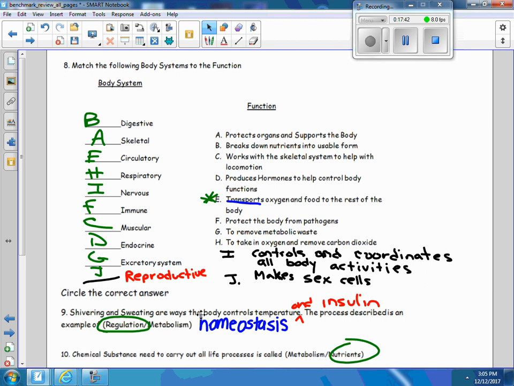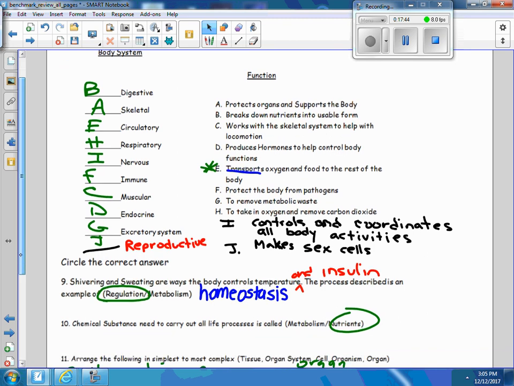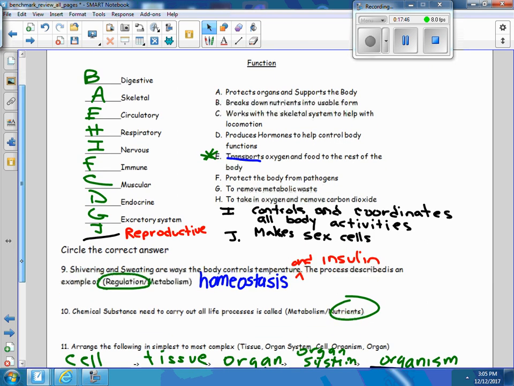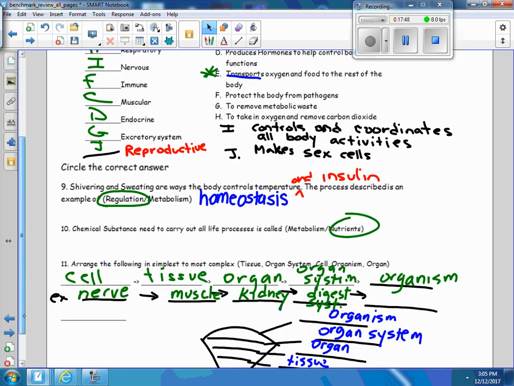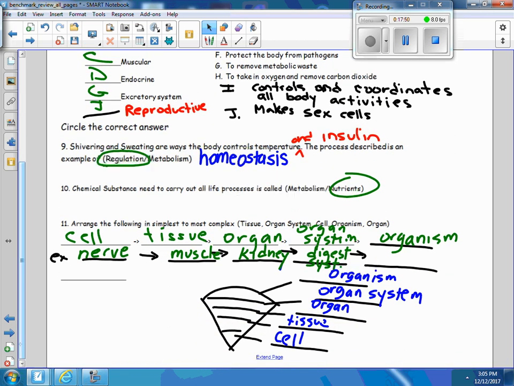Chemical substances are needed to carry out the life processes. We need nutrients. Every cell in my body needs nutrients and oxygen. Boom, boom, boom. Our cells make up tissues. Our tissues make up organs. Our organs make up organ systems, and therefore we get the organism.